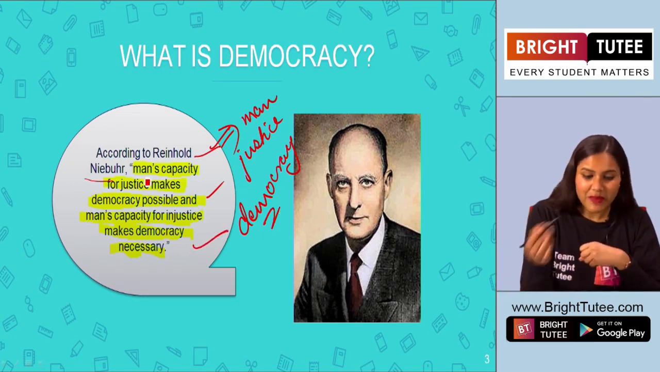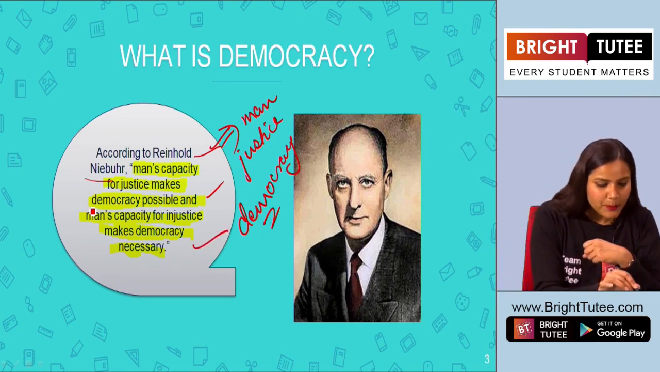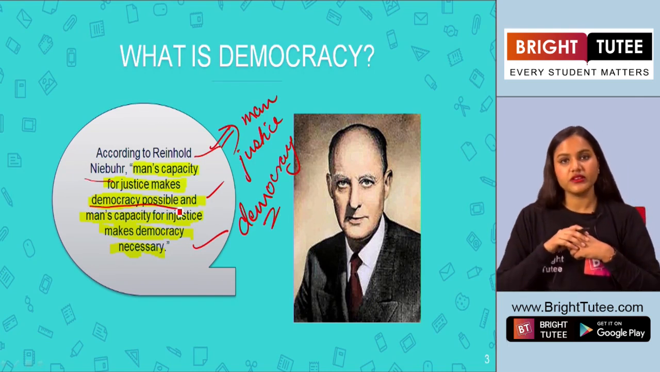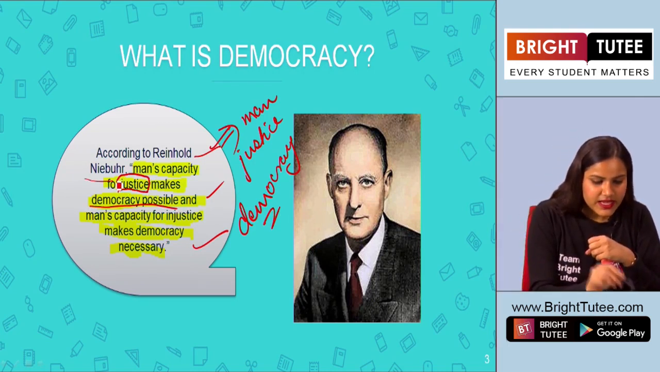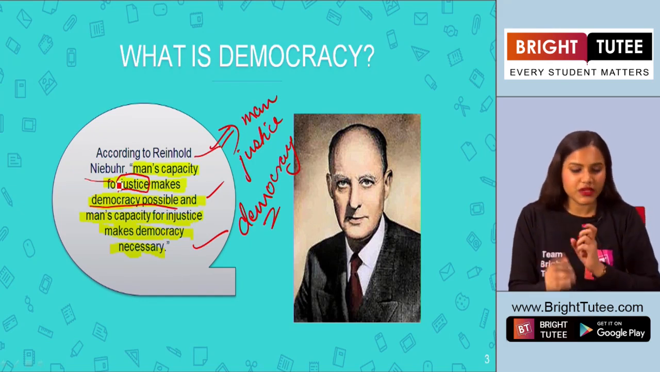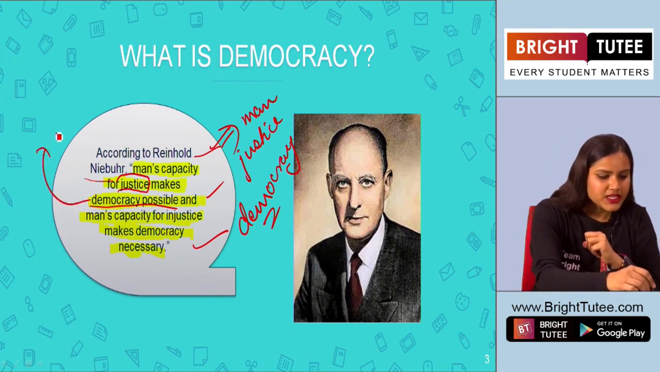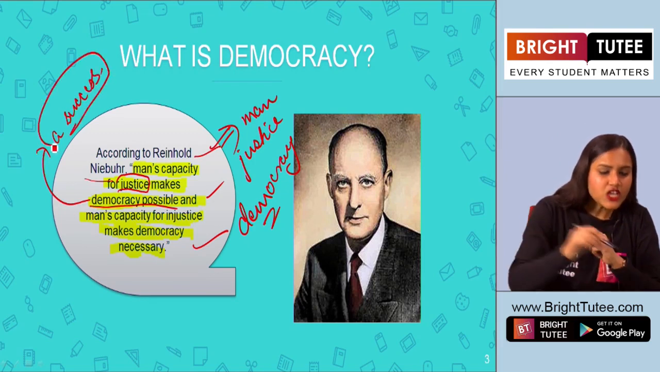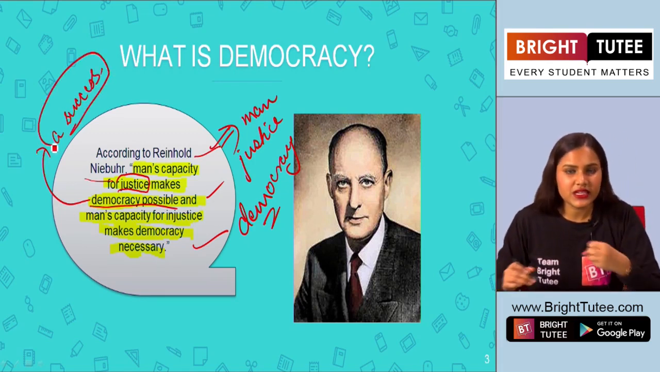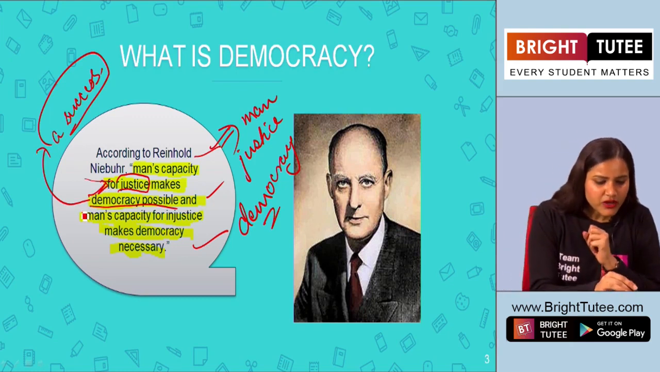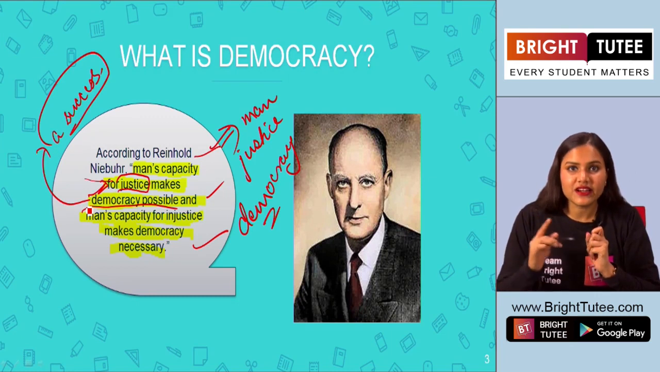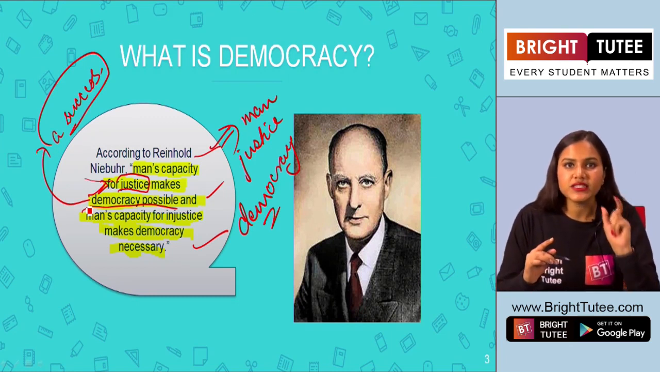He says that man's capacity for justice makes democracy possible. Now, here, students, emphasizing on justice. It is a very important element to make democracy a success, right? So, if a man has the capacity for justice, to do justice, then democracy is possible in any country. So, it becomes an important element.